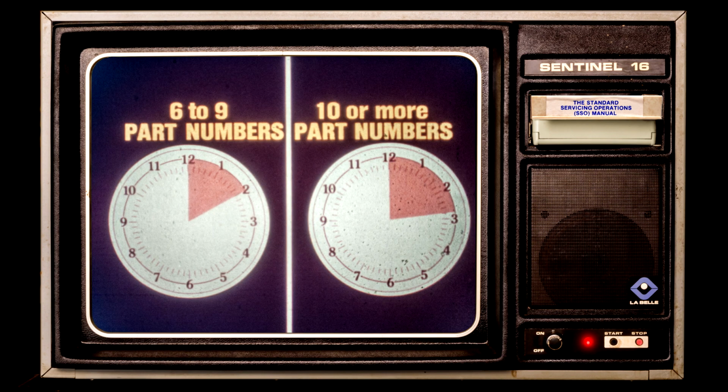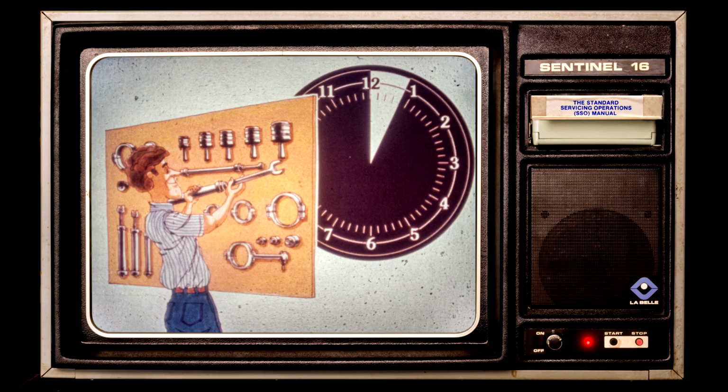10 minutes are allowed for 6 to 9 part numbers. 14 minutes are allowed for 10 or more part numbers. Time is also built into the allowances for trips to the special tool board or to the parts department if tools are stored there. 4 minutes per major operation are allowed for these trips if special or time-saver tools are needed.